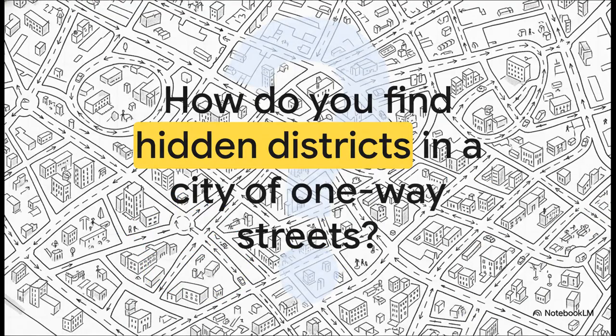So, let's start with this. Imagine you're looking at a huge city map, but it's just filled with one-way streets. It looks totally chaotic, right? The question we're trying to answer is this. Are there districts hidden in this city where, once you drive in, you can get from any point to any other point and back again just by following the signs?